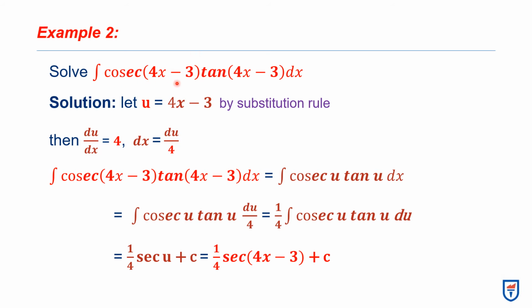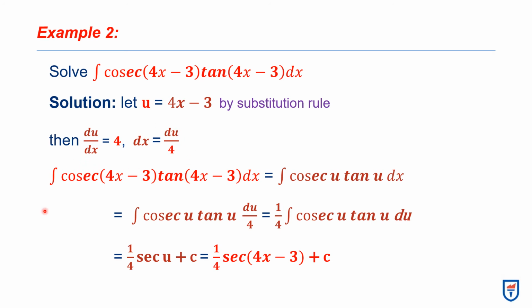Here is our second example of solving a trigonometric function. The question says: solve the integral of cosec(4x - 3) tan(4x - 3) dx. So, solution. Since we have an expression in front of our trigonometric function which is not just x, we can let u equal our expression, which is 4x - 3. Using the substitution rule, we find du/dx. When we find du/dx, we get 4, and then we make dx the subject of the formula, so dx is equal to du over 4.